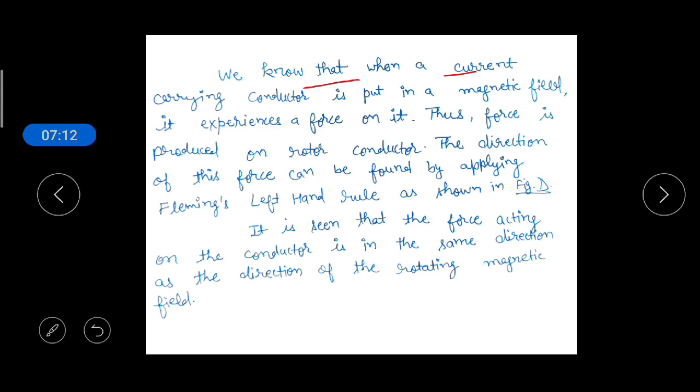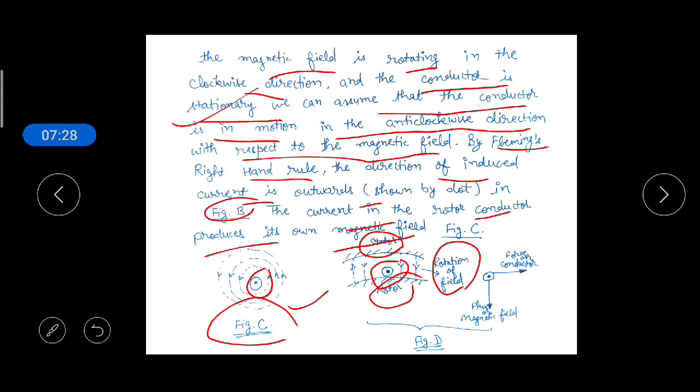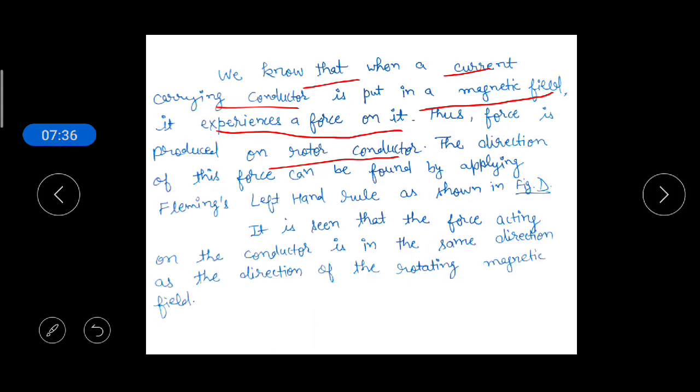Now we know that when a current carrying conductor is placed inside a magnetic field, what will happen? It will experience a force, and this force is produced on the rotor conductor. When we place a current carrying conductor in a magnetic field, a force acts on it. And this force will be produced on the rotor conductor.